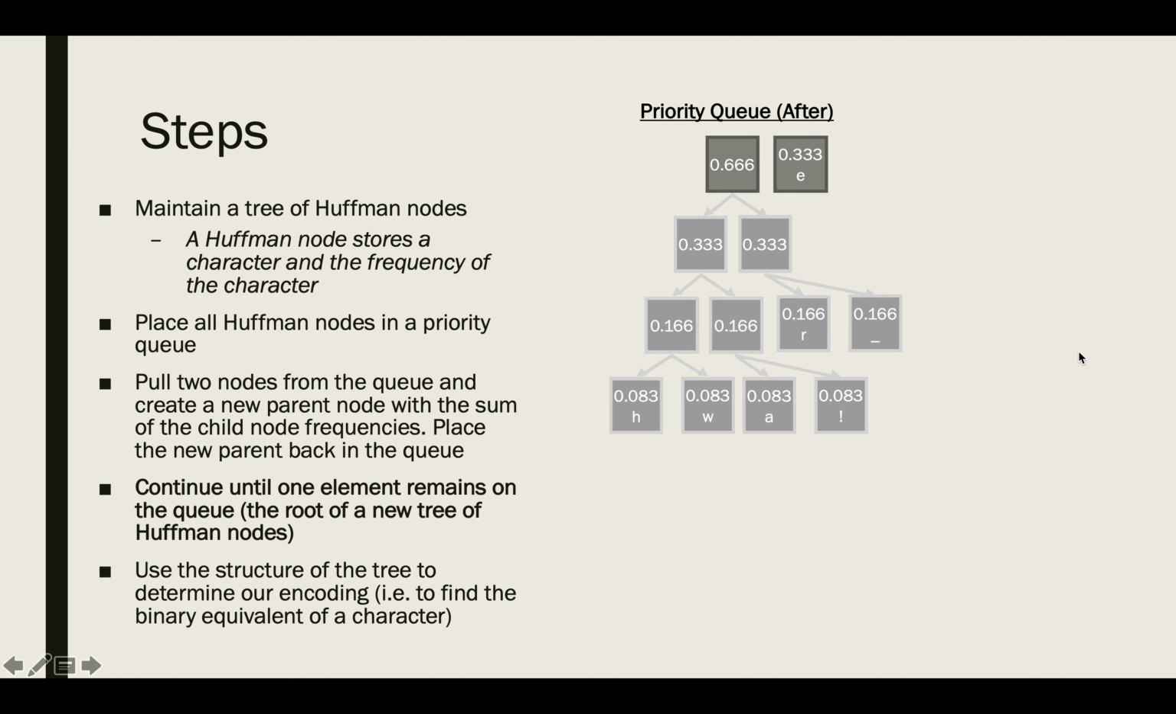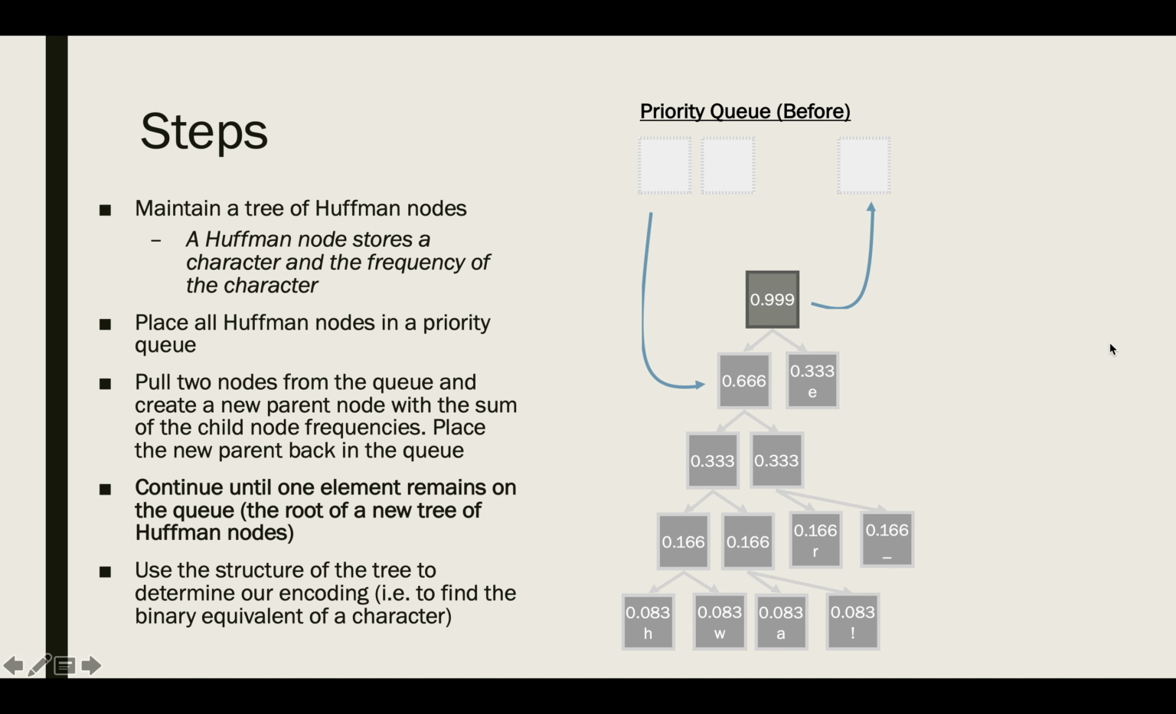I'll place that back into my heap. Now I have two choices left, minimum, minimum, and I'm going to join these two together with a common parent element. You'll notice that this is very close to 100% or 1.0, and that's the way the algorithm works.